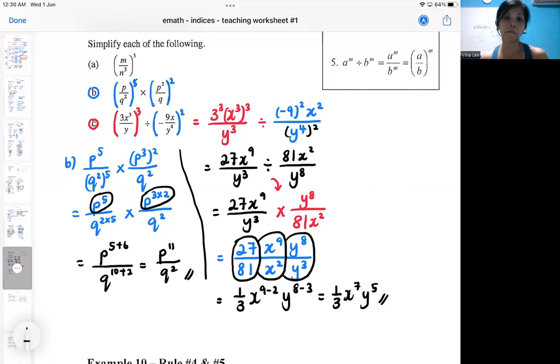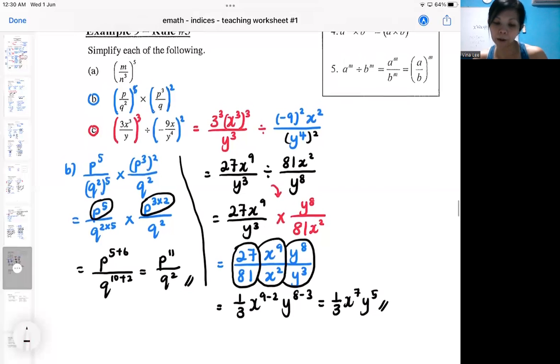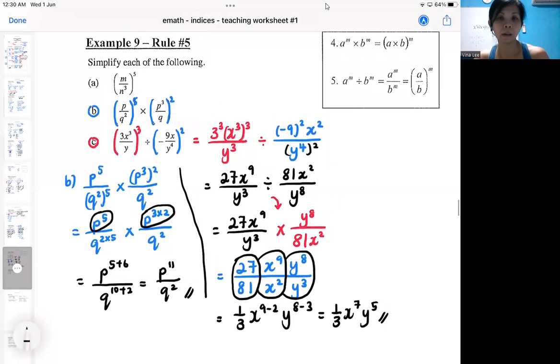So that is the mixture of all the rules so far. That's example 9.